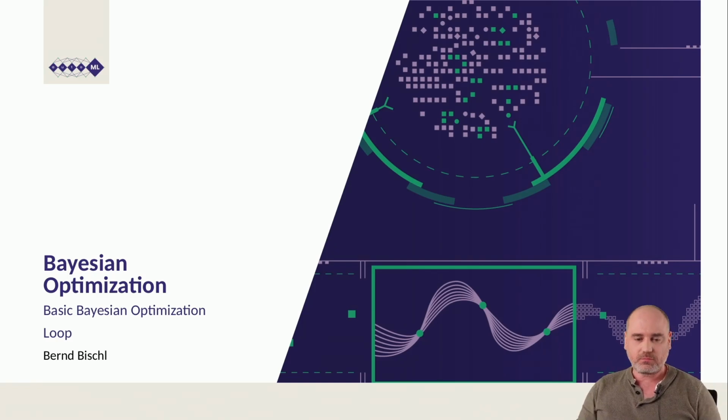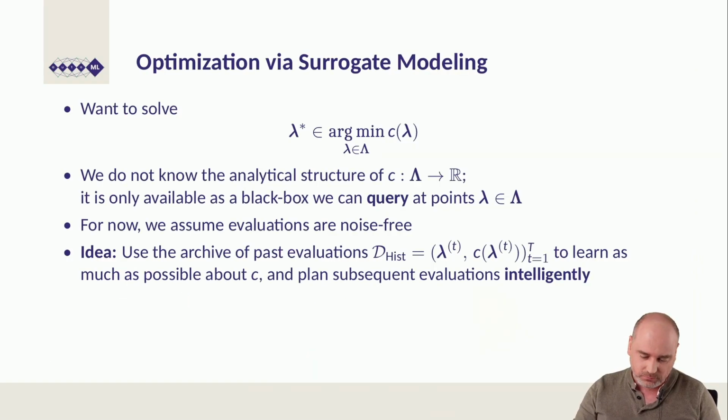Hi, and welcome to our next session here in our Bayesian optimization chapter. Here I will talk about the basic loop that goes on in Bayesian optimization. So we'll not really discuss acquisition functions, but we'll discuss all of the rest, at least touch upon it.